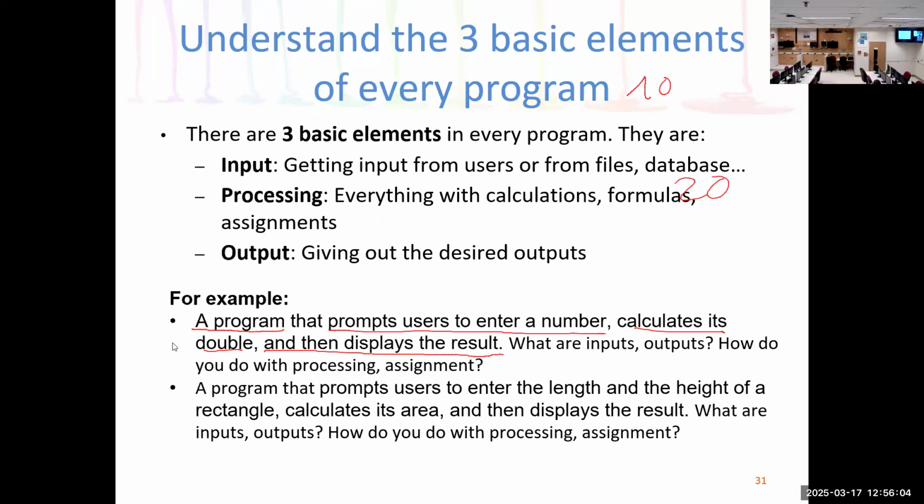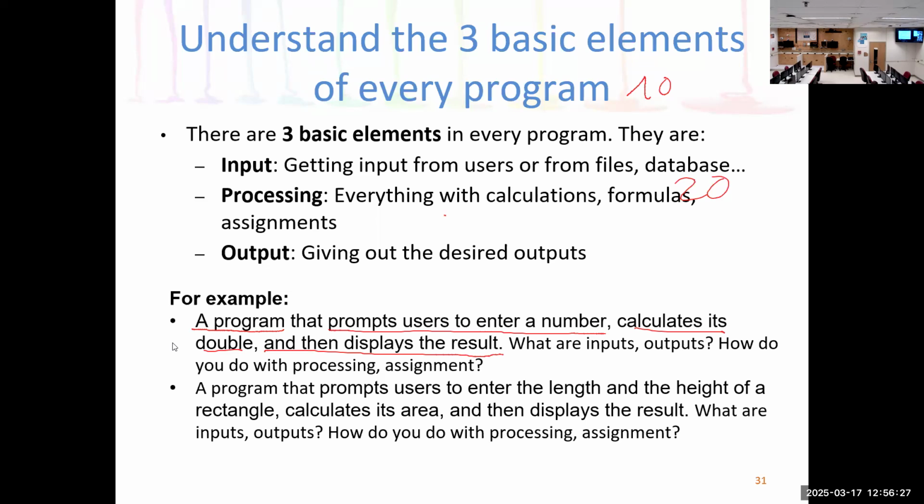Okay, the input here is the number, right? And the output is double of that number. So basically, for this very simple program, you only need two variables. Later on, I'll explain what a variable is. Variable means something that is changeable. Variable means vary, right? That's changeable.